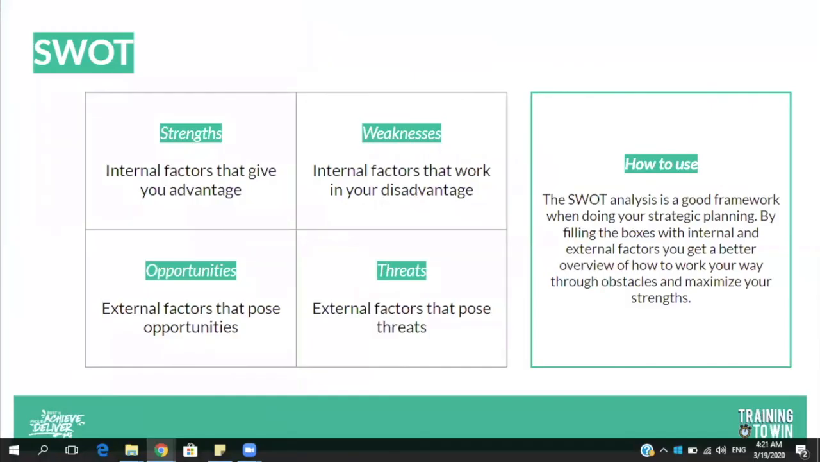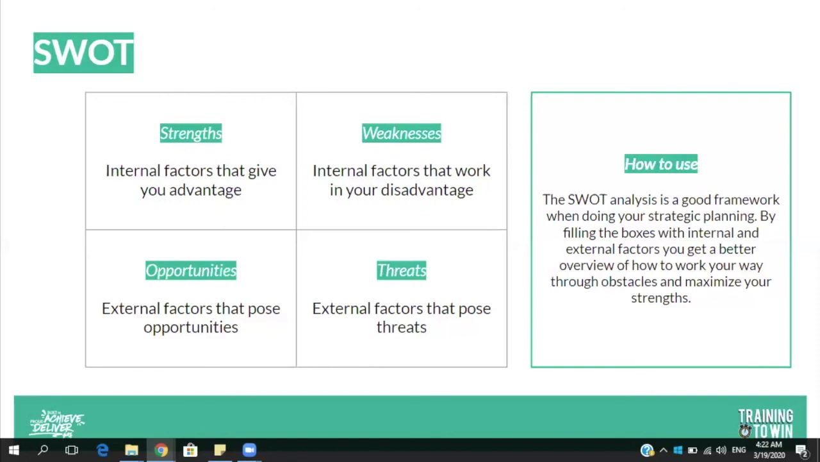The first one, I think, is not that unfamiliar to you. It's the SWOT analysis. Strengths: internal factors that give you an advantage. Weaknesses: internal factors that work to your disadvantage. Opportunities: external, and I repeat, external factors that pose opportunities. And threats: external factors that pose threats. A lot of times, when it comes to opportunities and threats, a lot of people still put internal factors that contribute to some changes within the organization. No, it's all about what is happening outside that is influencing what is happening on the inside.